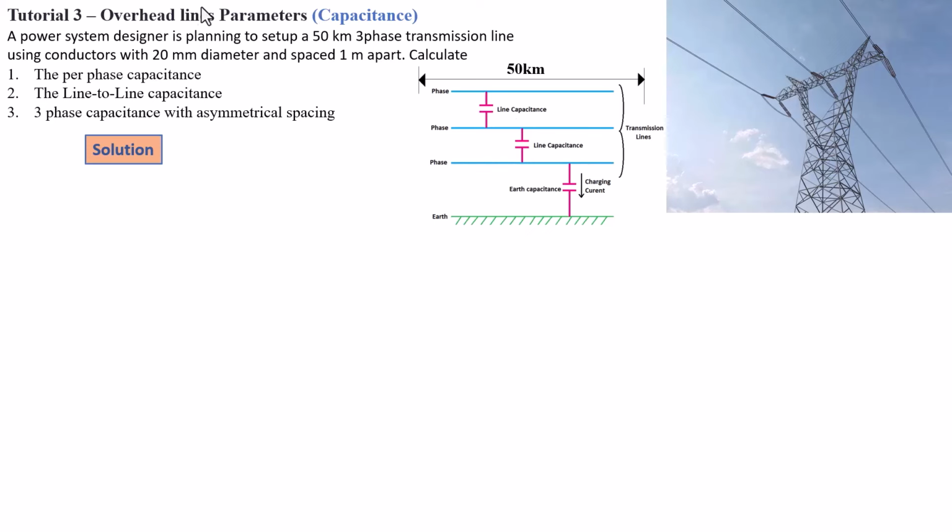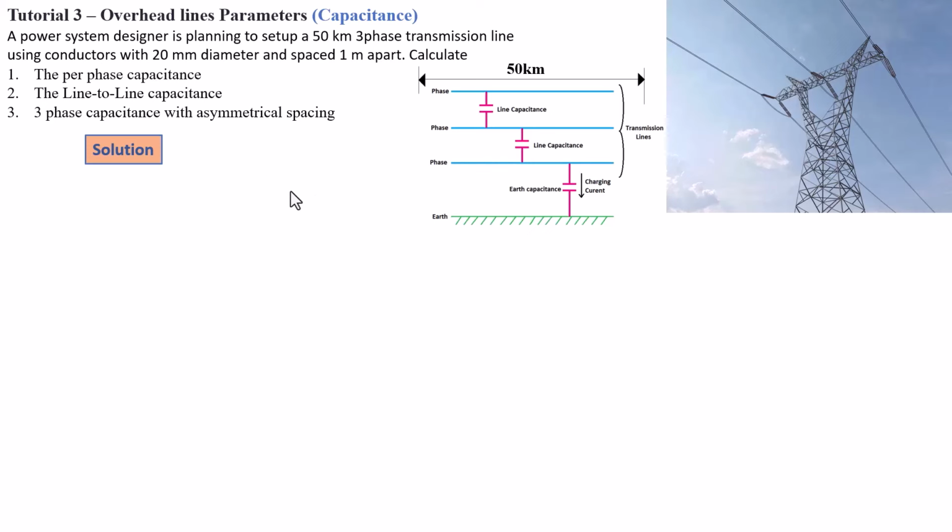In this tutorial 3 on overhead line parameters calculation. In tutorial 1 and 2 we saw how we calculated the resistance and the inductance of a transmission line. In this tutorial we're going to look at how to calculate the capacitance of an overhead transmission line.